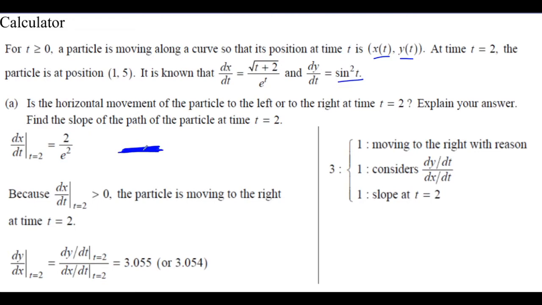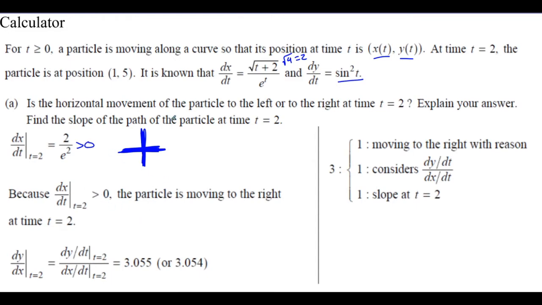Horizontal movement is x, and the y is the vertical movement. So we're going to evaluate dx/dt, the velocity of x, at t equals 2. If we plug 2 in for t here, we get square root of 4, which is 2. So 2 over e squared, which is greater than 0. That's going to be a positive value. The particle is moving to the right at time t equals 2 because the derivative of x is positive.